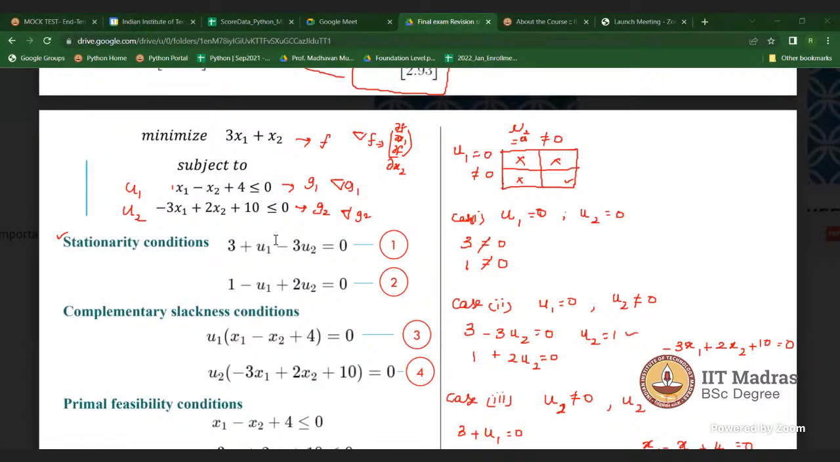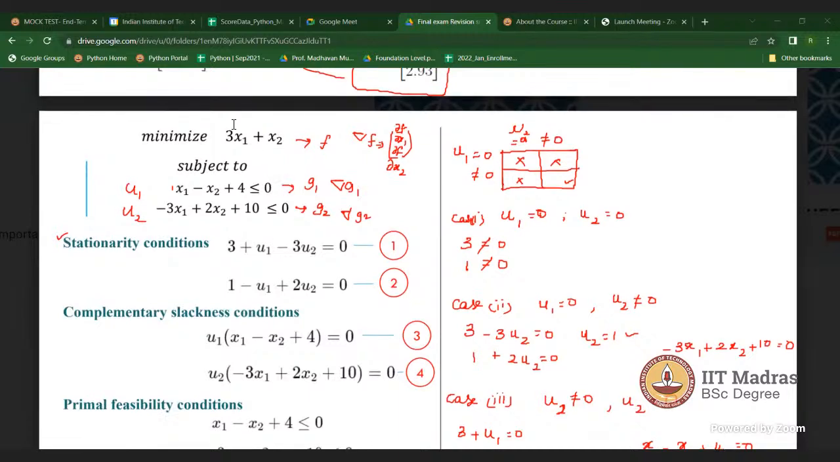Gradient of f should be equal to 0, which basically means dou f by dou x1, dou f by dou x2 should be equal to 0. What is the Lagrangian value? It will be 3x1 plus x2 plus u1 into x1 minus x2 plus 4, plus u2 into minus 3x1 plus 2x2 plus 10. That is the Lagrangian.